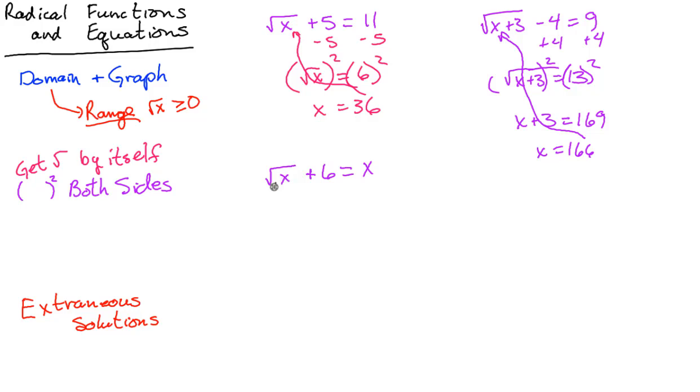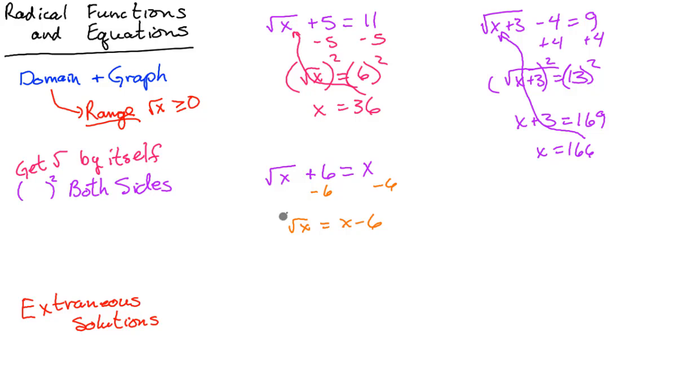All right, here we have it. The square root of x plus 6 equals x. This is going to be a little bit tougher because the x happens in both places, and they are not like terms. You can't solve it just, this is going to be a little bit tougher. So let's get the square root by itself. So subtract 6, subtract 6. Square root of x equals x minus 6.